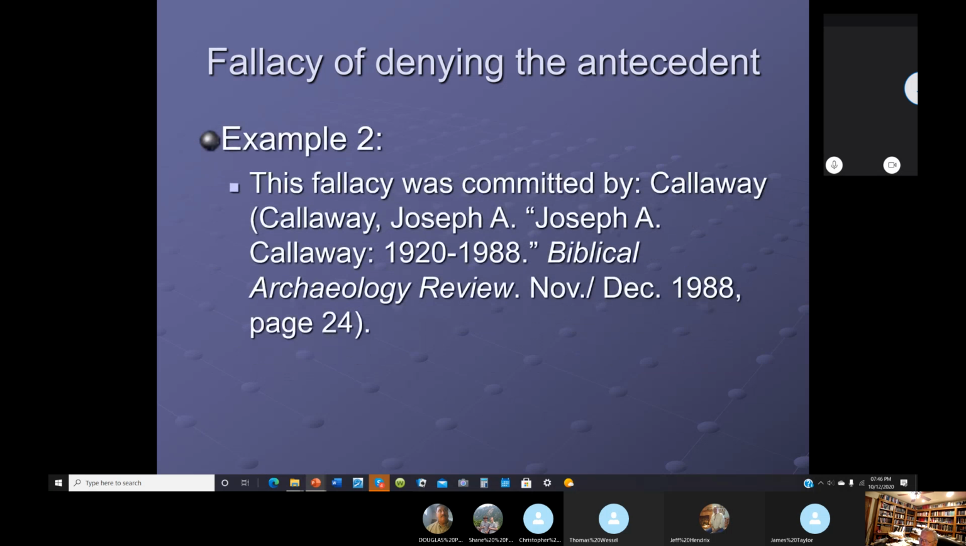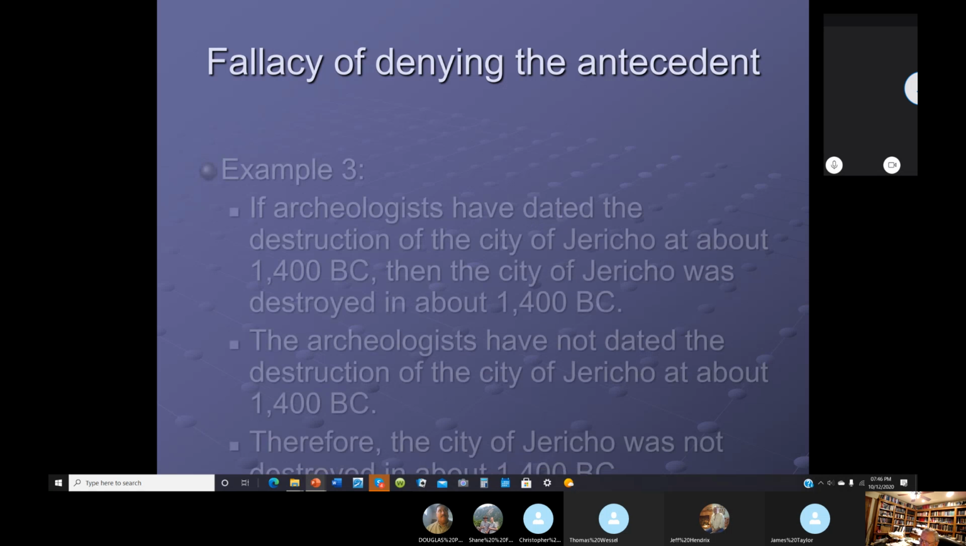It just amazes me. The fallacy was committed by Joseph A. Callaway in the Biblical Archaeology Review, November-December 1988, page 24. Callaway died in 1988. I guarantee you, he's not an atheist anymore. I believe that five seconds after you die, you cease to be an atheist. But Callaway was at least an implicit atheist, and he's arguing based upon a fallacious argument.